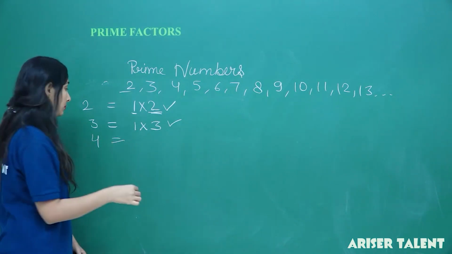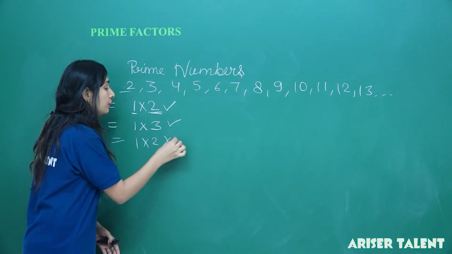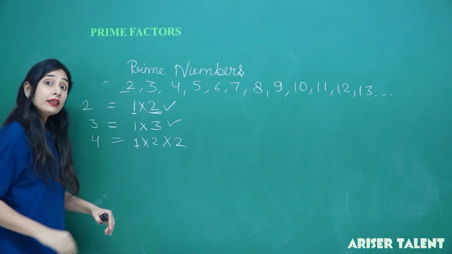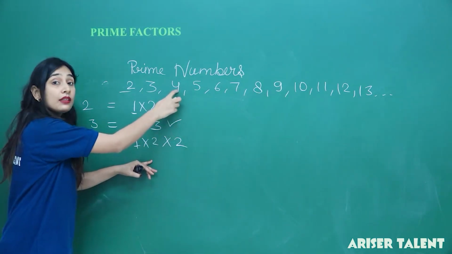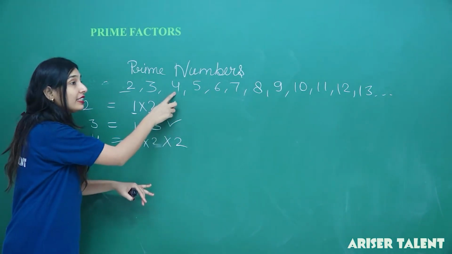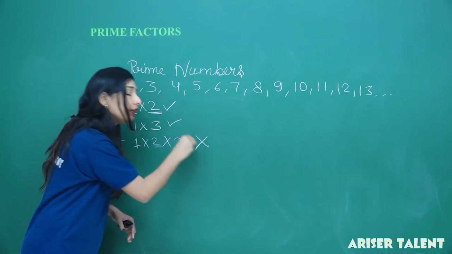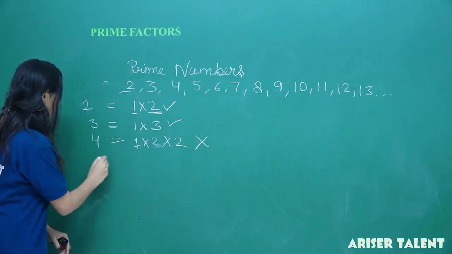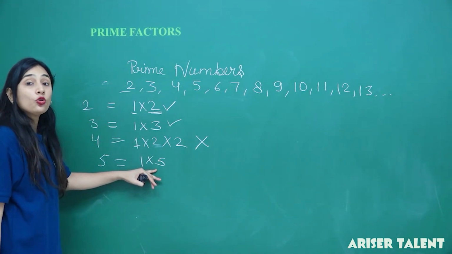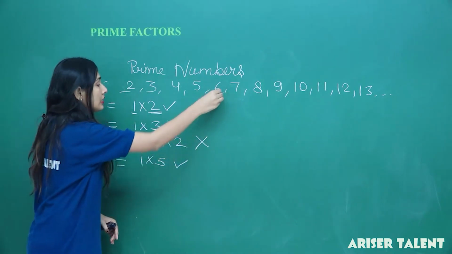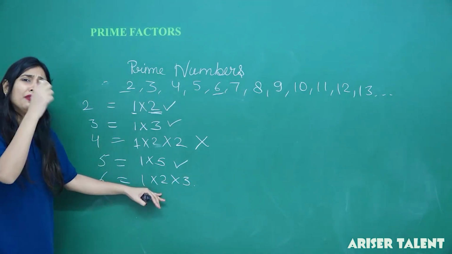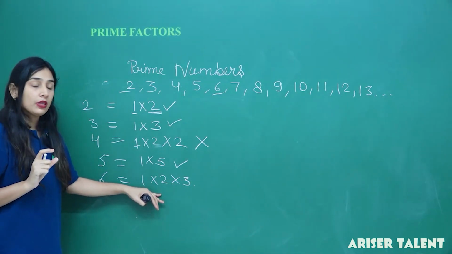4. 1 into 2 into 2. Okay. So, 1 is a factor and other than itself, 4 has another factor, that is 2. So, it's not a prime number. Then 5. 1 into 5. Any other possible factorization? No. So, it's prime. Then 6. 1 into 2 into 3. We'll factorize in the smallest numbers possible. Okay.